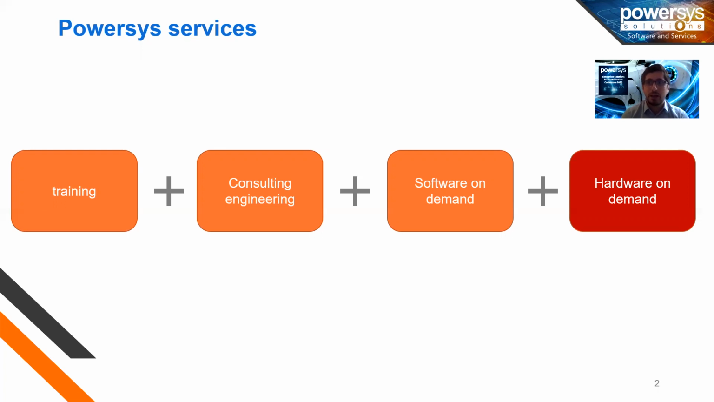Finally, we have the hardware on demand. At Powersys, we use powerful computation systems for our simulation work, and we want to let JMAG users access it. By letting us run your simulation, you can save a lot of time, and we will see this in the next slides.